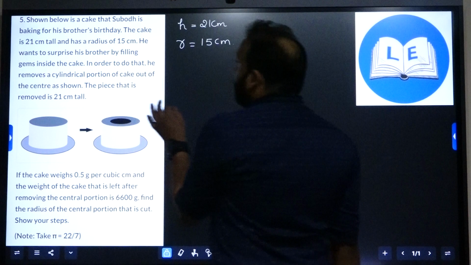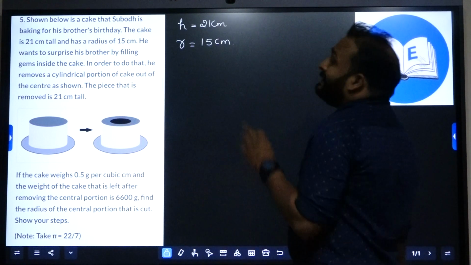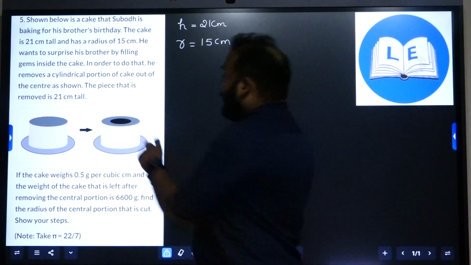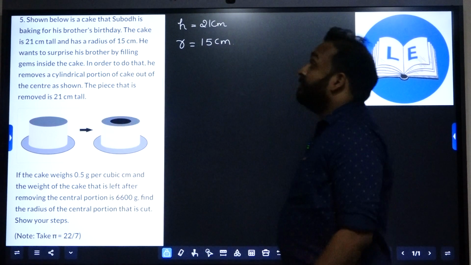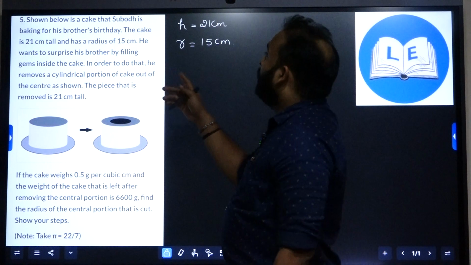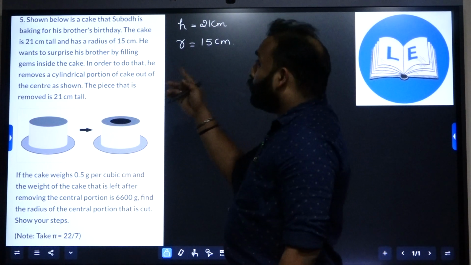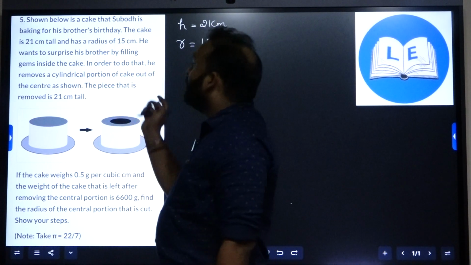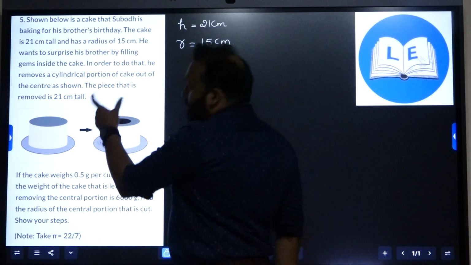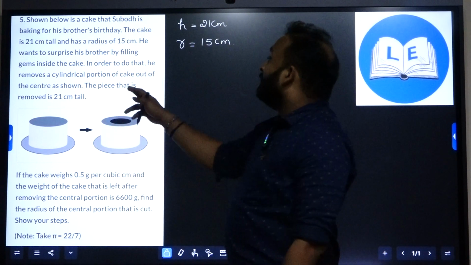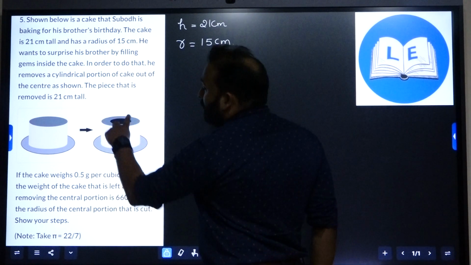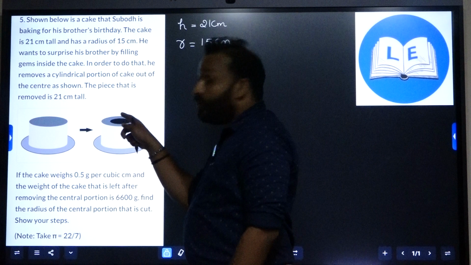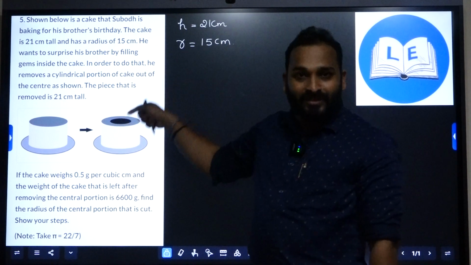He wants to surprise his brother by filling gems inside the cake. So he wants to take out a cylindrical portion and fill it with gems. In order to do that, he removes a cylindrical portion of the cake out of the center. The piece that is removed is 21 centimeter tall. So we have one more cylinder which is removed here. You can see this is hollow now because he needs to fill in the gems inside.